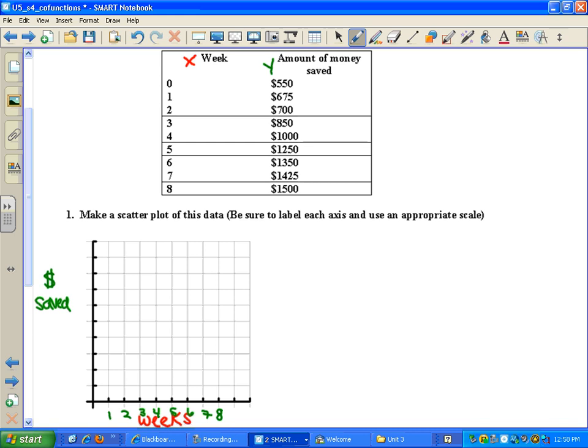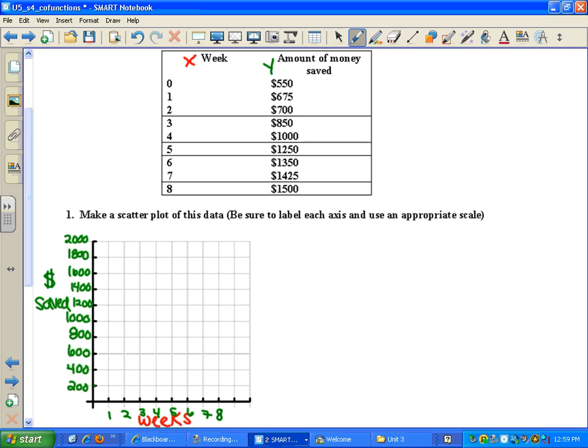And then let's see, how do I want to go with my y-axis? Well, I have a total of 1, 2, 3, 4, 5, 6, 7, 8, 9, 10 of them. And I need to go up to 1,500. So it might make sense if I make each of them 200, right? So this will be 200, 400, 600, 800, 1,000, 1,200, 1,400, 1,600, 1,800, and 2,000. Okay, so I have my scale.